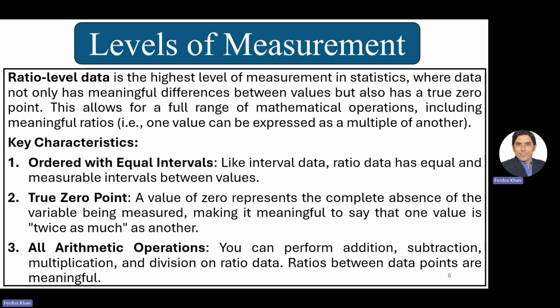So then you can do a lot of operations and calculations on this data, mathematical operations, including meaningful ratios, which is comparing one variable as the multiple of another. Key characteristics include order with equal intervals. Like interval data, ratio data has equal and measurable intervals between values. True zero point: a value of 0 represents the complete absence of the variable being measured, making it meaningful to say that one value is twice as much as another. So this solved the problem of no true zero.